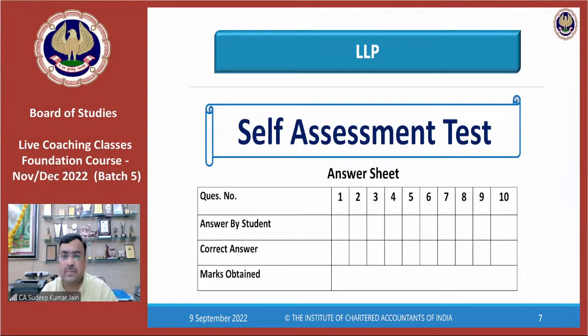Unlisted public company: whose share is not listed in any stock exchange. I think you have found it in the topic of company law.